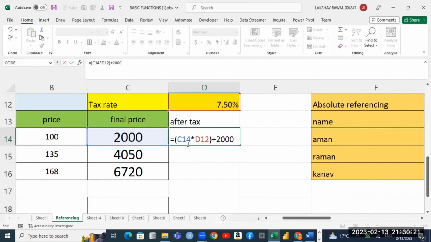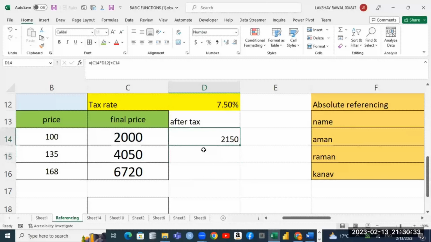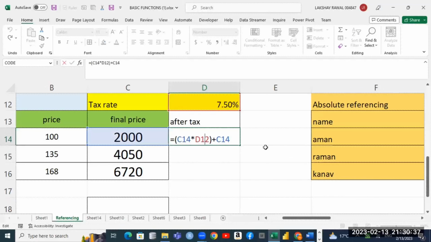No, C14. C14, 2000 plus 7.50%. Is it okay? Yes, ma'am. Please explain again. I said it was a very simple example.